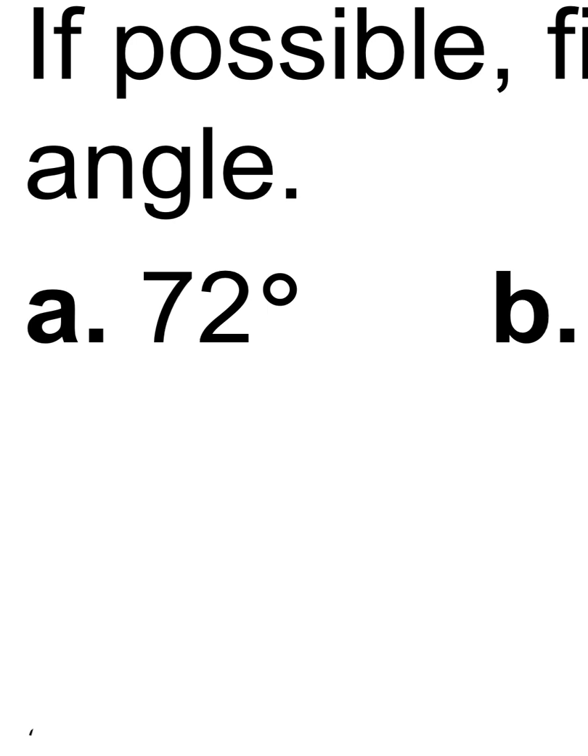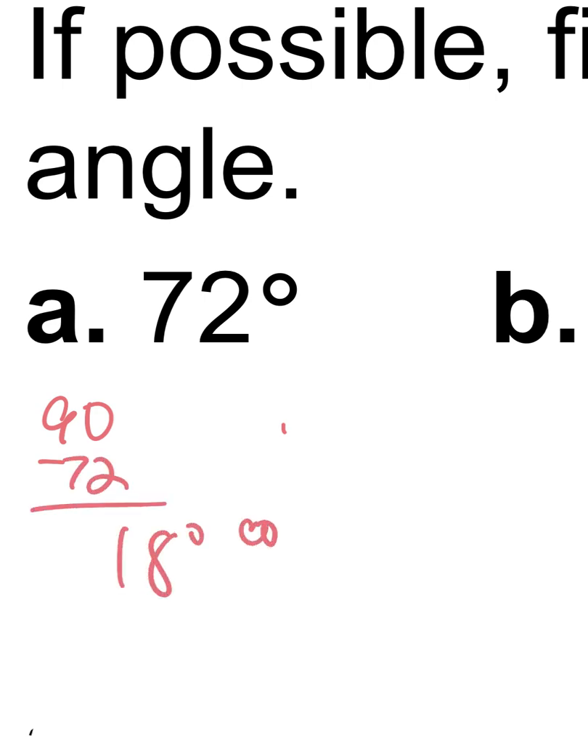So it's real easy to do, guys, when we're in degrees, because what is the complement of 72? That means I would say, okay, 90 minus 72 is how much? 18. So 18 degrees is my complement, right?